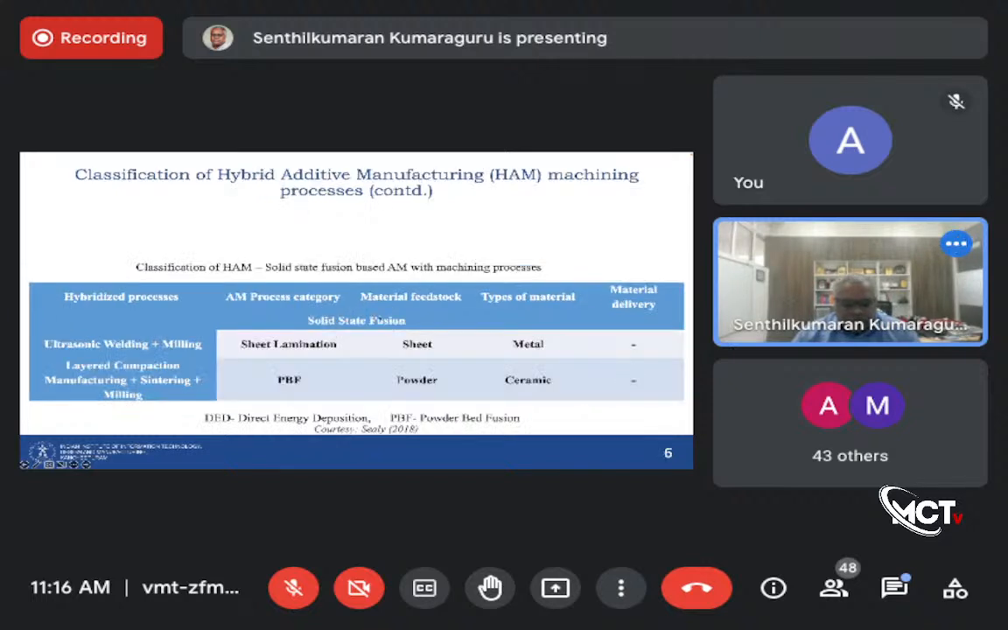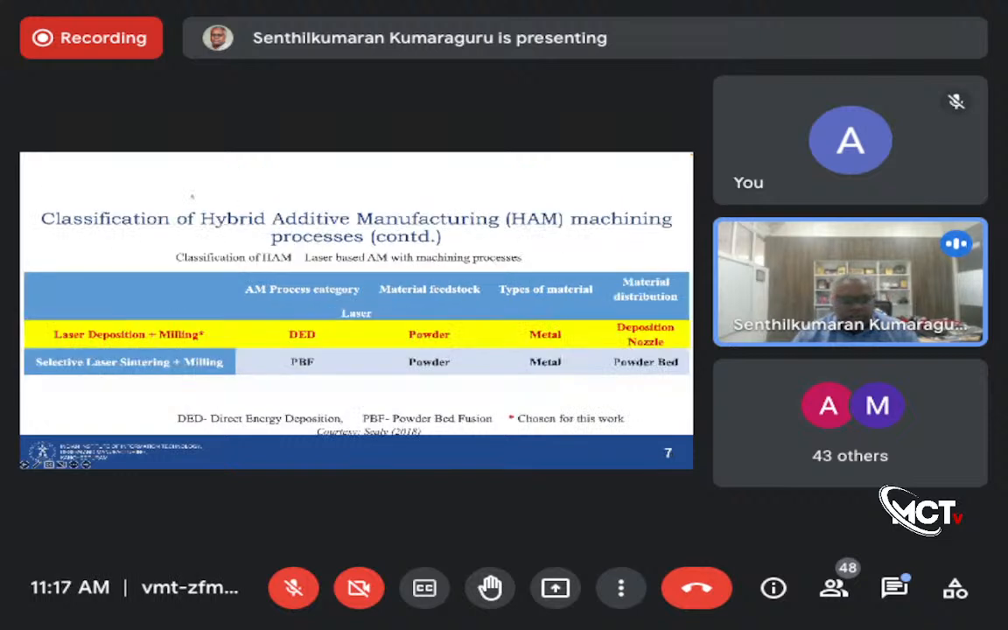If you use solid state fusion, you can use ultrasonic welding plus milling, and this process is sheet lamination, where you use a sheet stock. If you use layered compaction manufacturing plus sintering plus milling, then it is a PBF based hybridization. Mostly for ceramics people use this type of method, right? If it's a DED base, which is typically laser based AM, so laser deposition plus milling, which is a DED process here. This is the one process that we have chosen for this work, which we are going to present today. You can also use powder bed fusion, where you use laser sintering plus milling, right? So it's things like that.